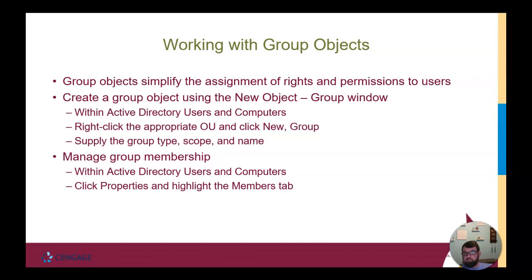When you create a group object, you basically do it the same way you do a user. You just right click the OU you want to create it in and you do new group. Then you have to supply the type, the scope, and the name. And then you manage the group membership through the same AD Users and Computers tool. You go to properties, and then you can see the members tab, which will allow you to add members. You can also see on a user object what groups they're a member of, and you can add them to a group there as well.